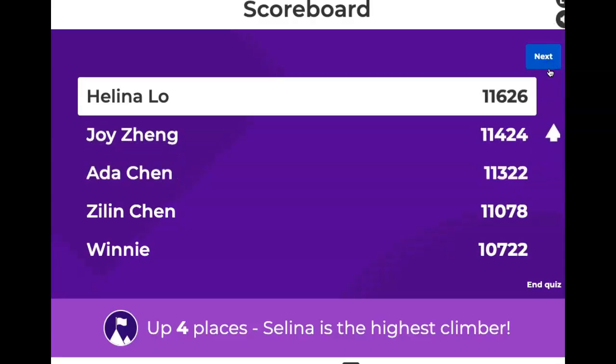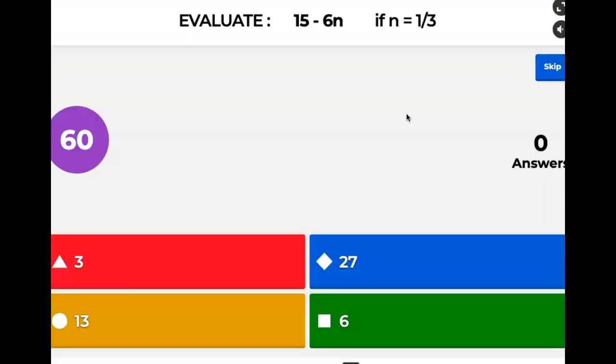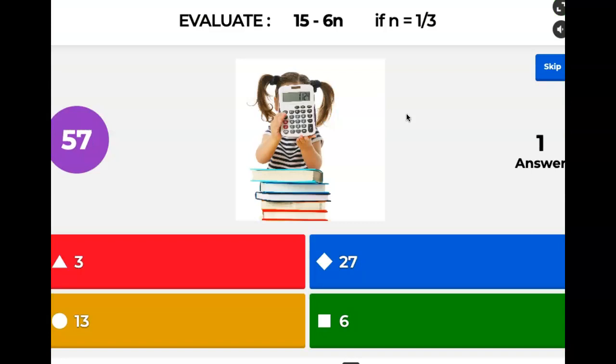Next, Selena's still up. Joy took over the second spot. Question 14. Evaluate 15 minus 6n if n is 1/3.